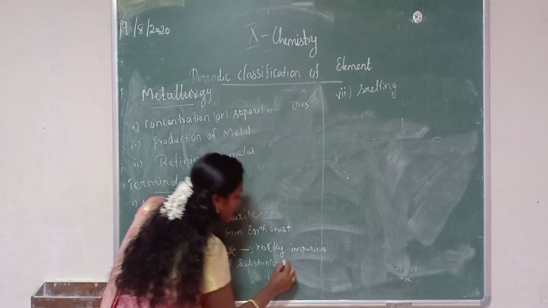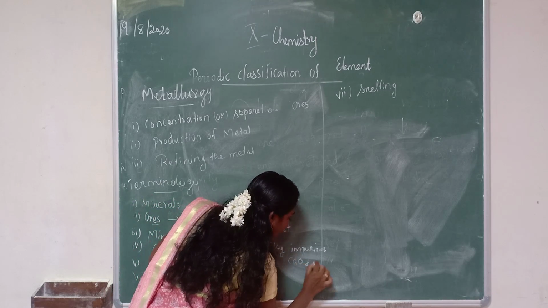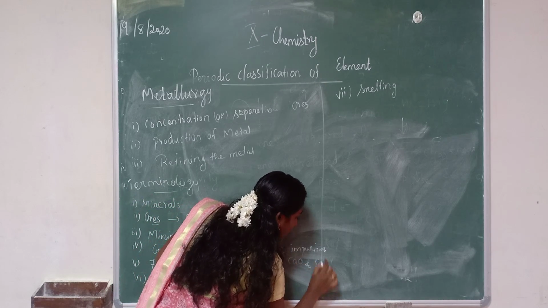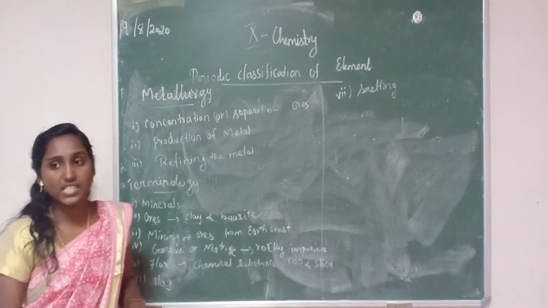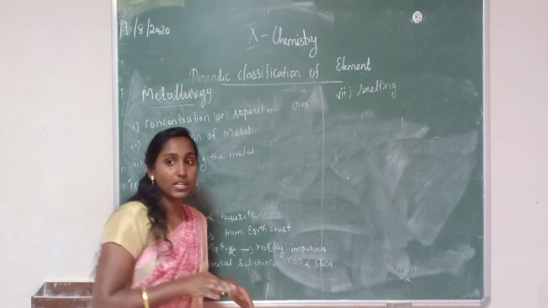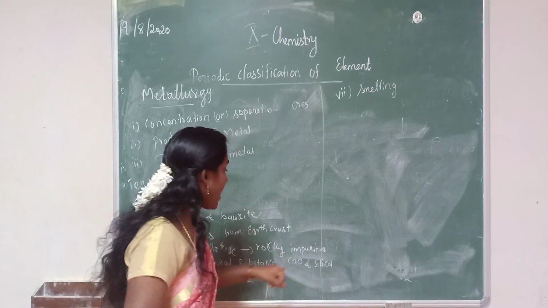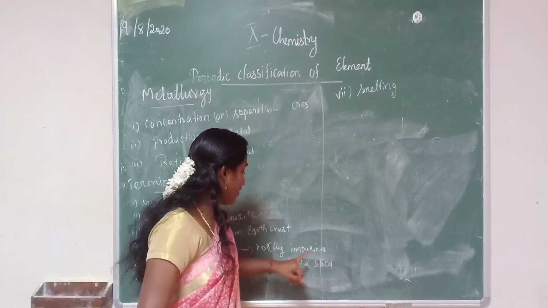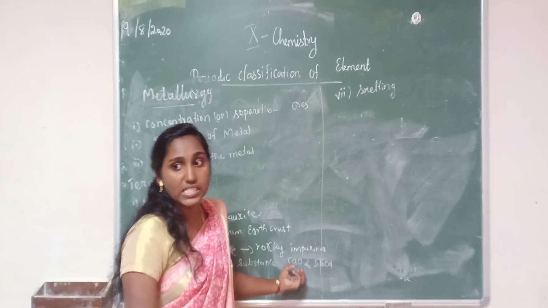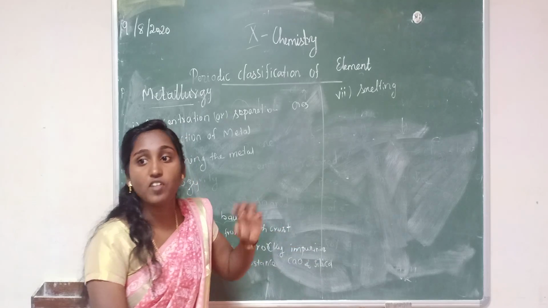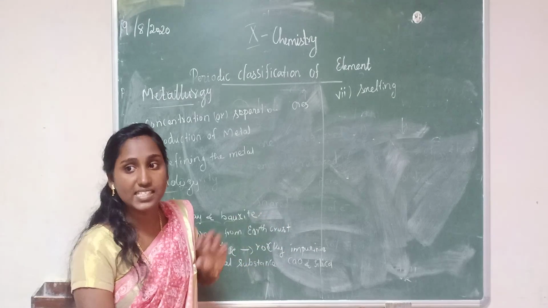Examples for flux are calcium oxide and silica. Silica is the acidic flux and calcium oxide is a basic flux. If our ore is basic, we add the acidic flux. If our ore is acidic, we should add the basic flux. Have you understood? So flux means it is a chemical substance.